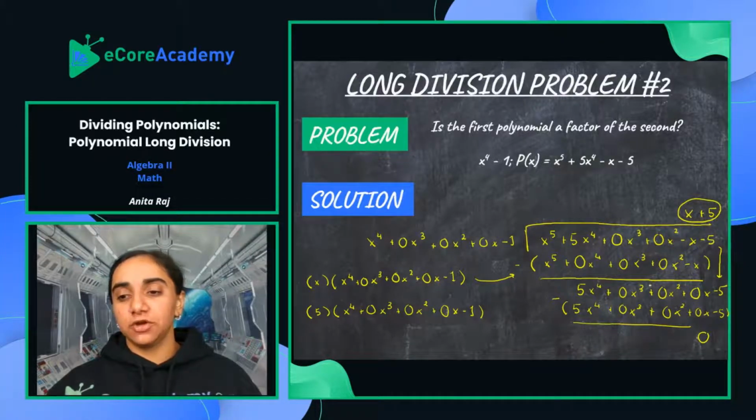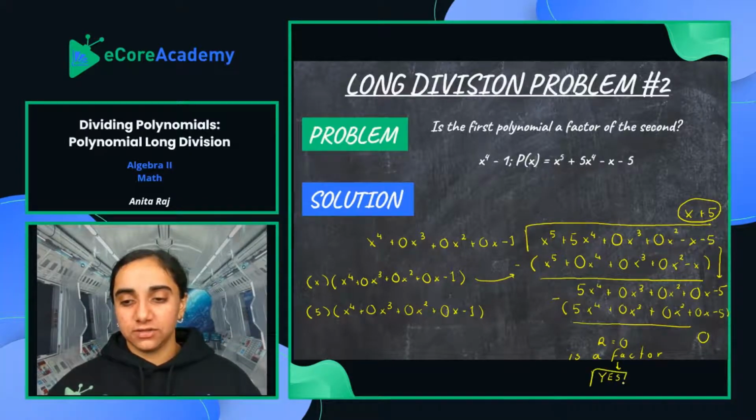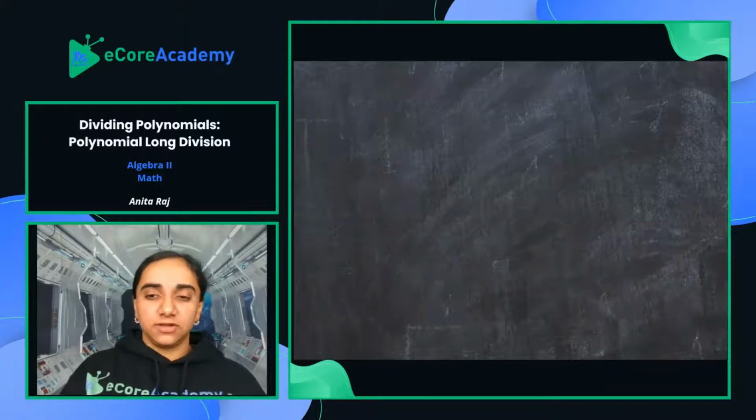So at the end, this is going to be our quotient, but remember what the actual problem is asking. Is the first polynomial a factor of the second? Well, in this case, our remainder is equal to 0. So is it a factor? Well, it is a factor, because if the remainder is equal to 0, the divisor evenly divides into the dividend. So that means yes, the first polynomial is a factor of the second one. All right, let's move on to the next problem.